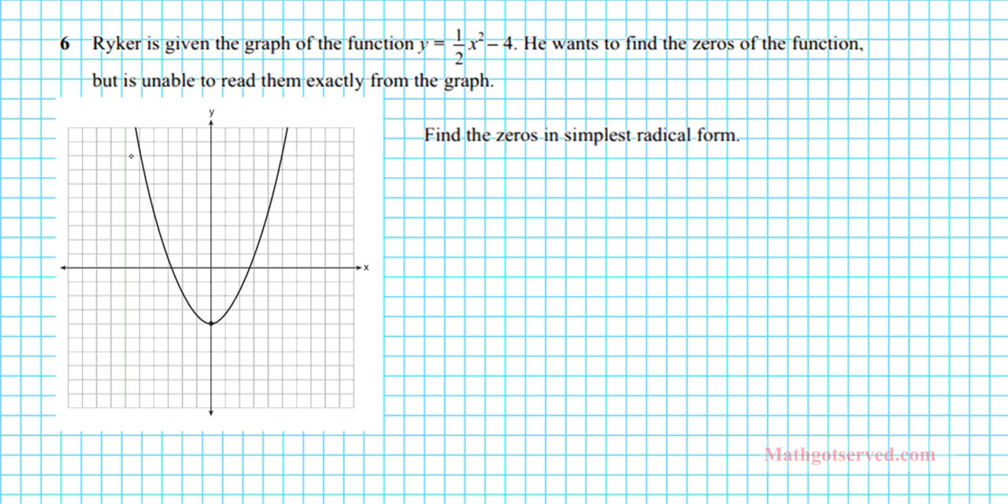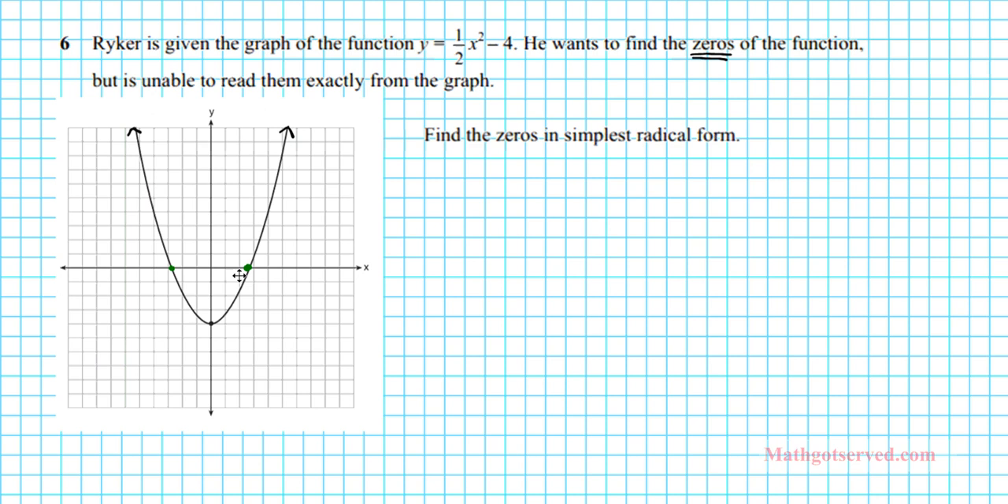So if you look at this graph, can you identify where the zeros of the function are? Zeros of a function are the points on the graph where the graph intersects the x-axis. Okay? So do you see that? The zeros of the graph of this function are located here and here. All right, so those are the two zeros right there.